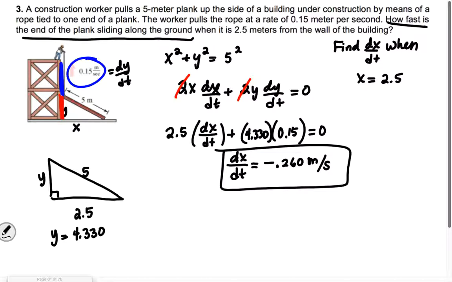It sounds like, but it's saying how fast is it going? Are you saying like along the x-axis? Yeah, it's like sliding closer to that. Oh, okay. I thought you were talking like no matter what direction it was going, how fast it was going. Yeah, it's just sliding closer to the wall. That means that you're losing like 0.26 meters every single second.